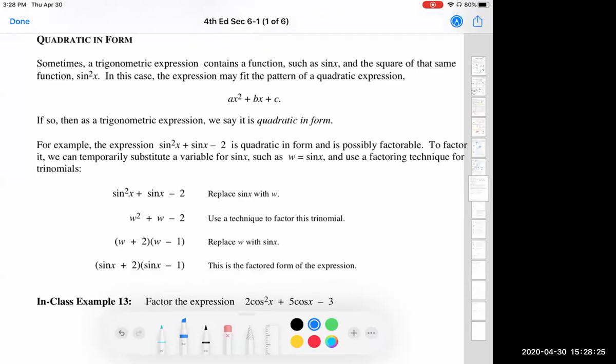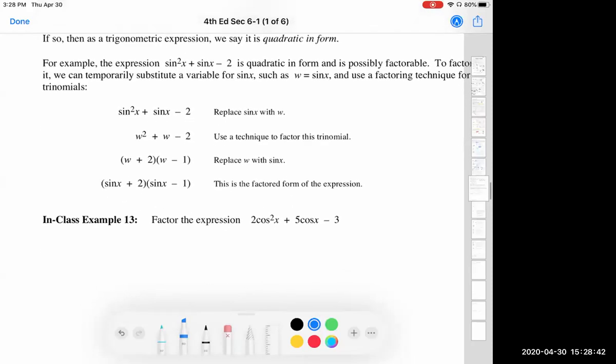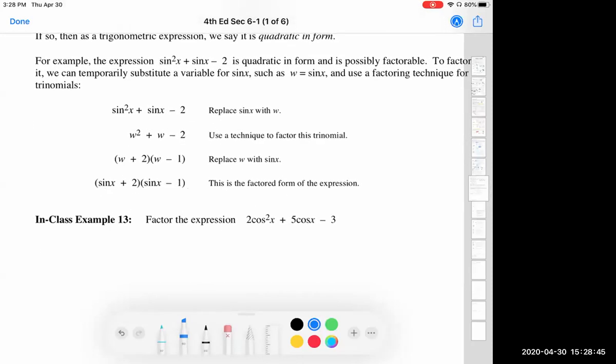Quadratic form. Sometimes a trigonometric expression contains a function such as sine x and the square of the same function, sine squared x. In this case, the expression may fit the pattern of a quadratic expression. If so, then we say the trig expression is in quadratic form. For example, the expression sine squared x plus sine x minus 2 is quadratic in form and is possibly factorable. To factor, we can temporarily substitute a variable for sine x, such as w, where w is equal to sine x, and use a factoring technique for trinomials.